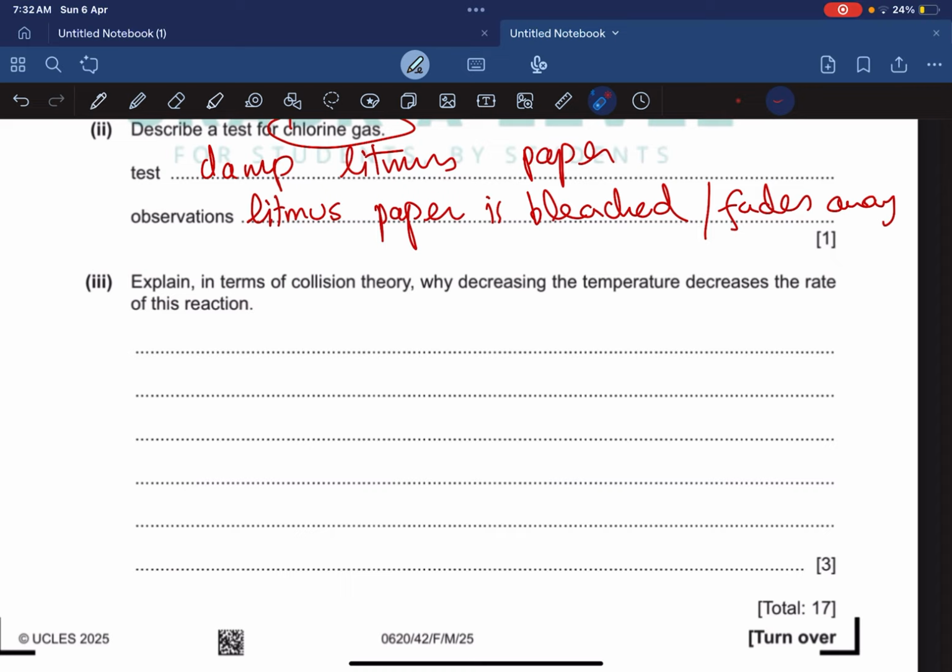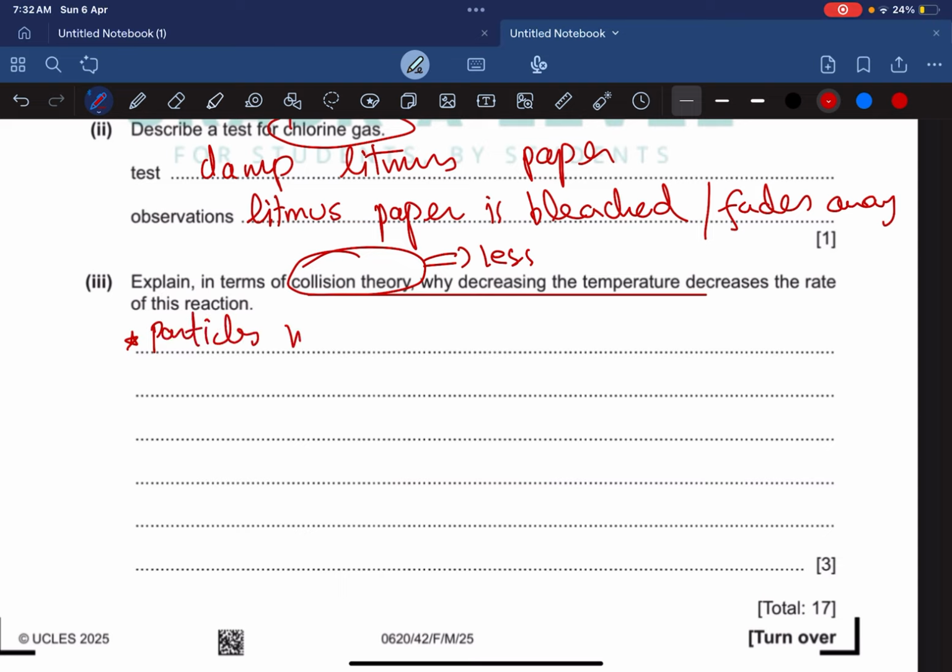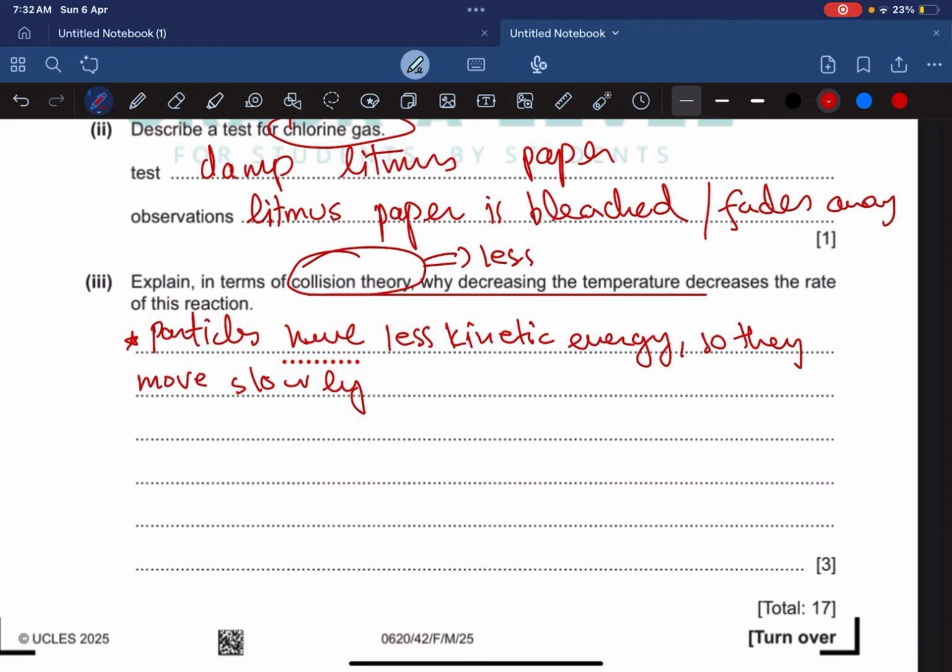Okay, basically when you're decreasing the temperature, decreasing temperature means decreasing the kinetic energy of particles. Collision theory we have to use, so obviously that means less collisions. Okay, decreasing temperature means particles have less kinetic energy, so they move slowly. So they move more slowly and hence less number of effective collisions as they collide less frequently.